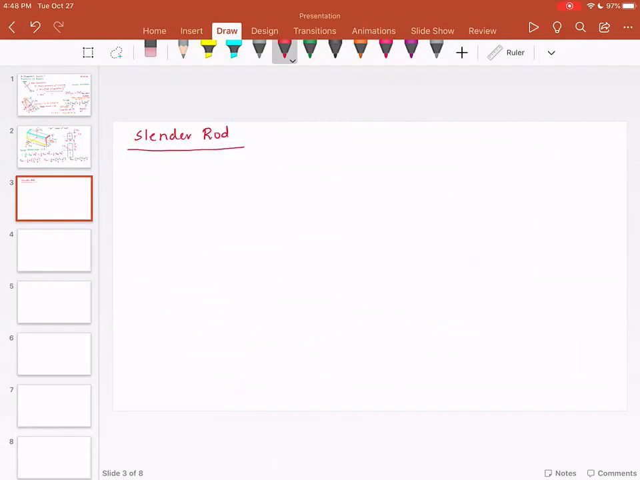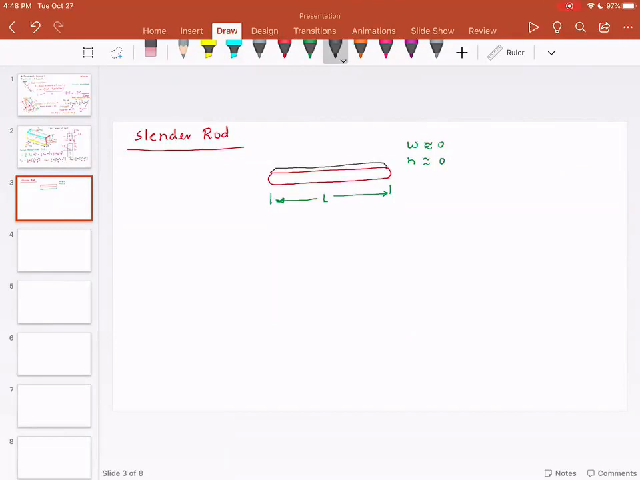So in a slender rod, the most important dimension is the length of the rod. And we assume the other two dimensions, width and height, are approximately 0. So if you have a slender rod, let's try to draw this slender rod in 3 dimensions just for completeness.